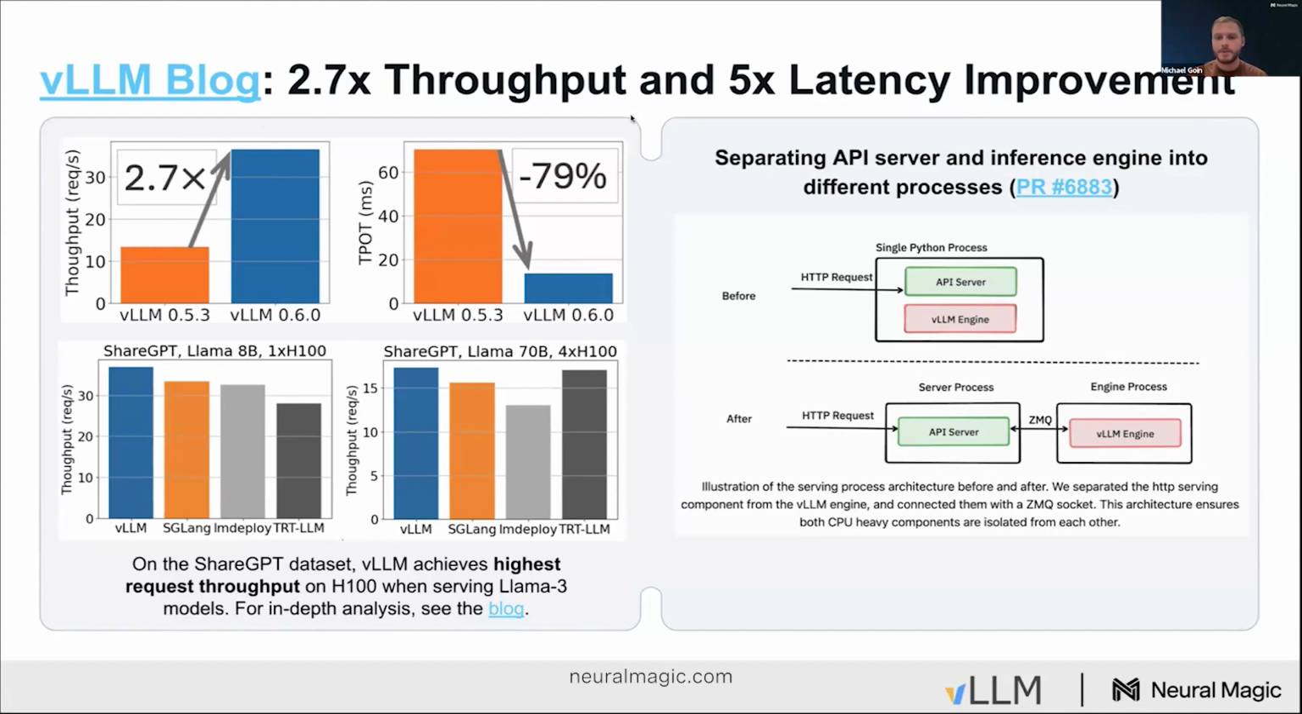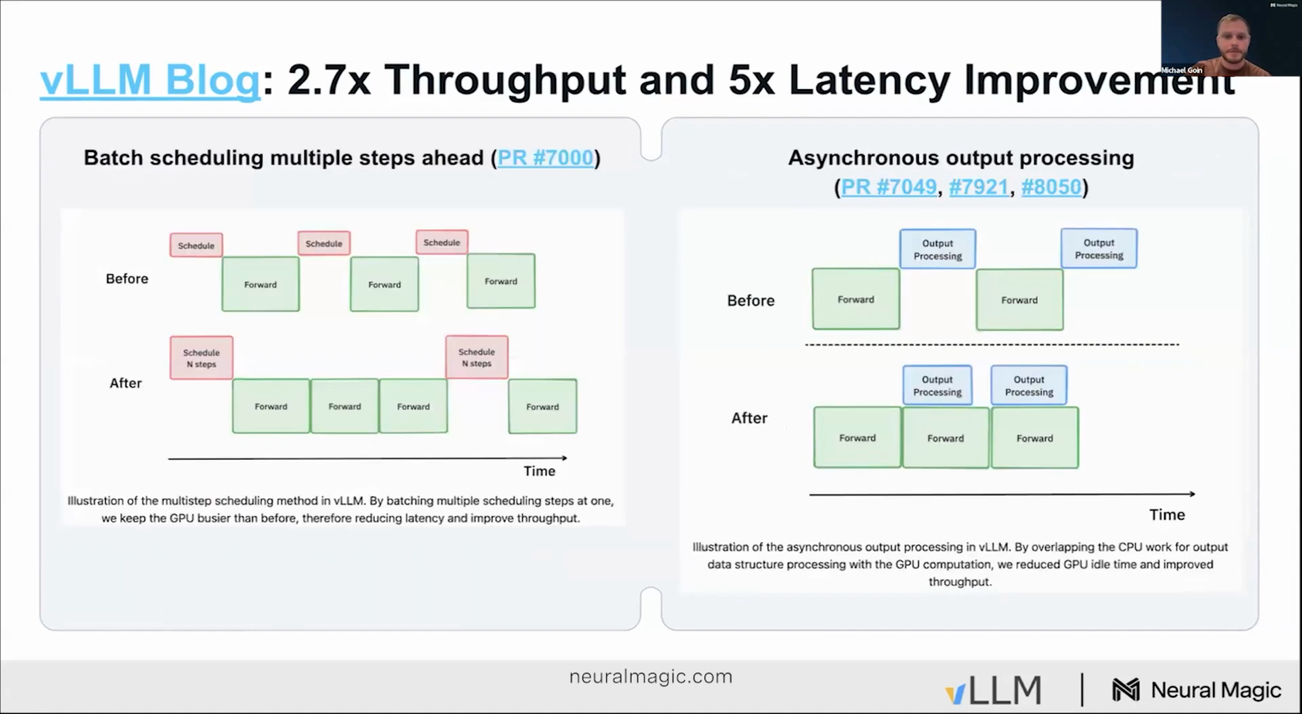So we did a lot of things to cause less contention of the global interpreter lock in Python. One of these key things that Rob Shaw from Neural Magic worked on was separating the API server, which was dealing with HTTP requests and not really performant things, from the vLLM engine, so these things can run in separate processes and just do message passing and aren't fighting for the same CPU thread. That was a big one.